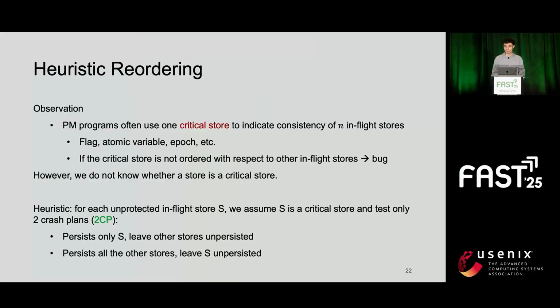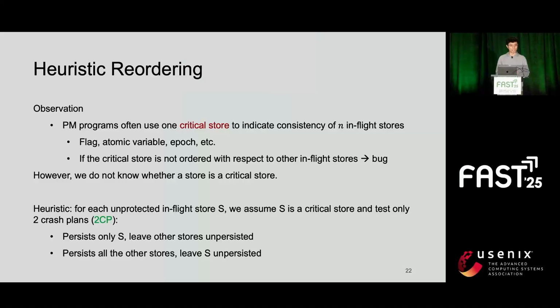By studying PM programs, we observe that PM programs often use one critical store to indicate the consistency of n in-flight stores, such as flags, atomic variables, and epochs. So if the critical store is not ordered with respect to other in-flight stores, it might be a bug. However, the issue is that we don't know whether a store is a critical store. So we have a heuristic: we simply assume each unprotected store could be this critical store and test only 2 crash planes for it.